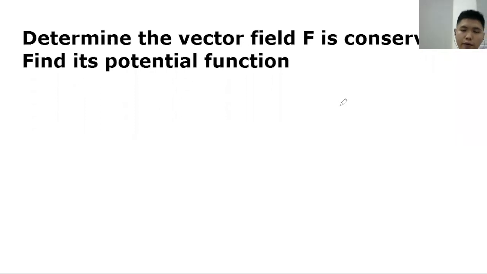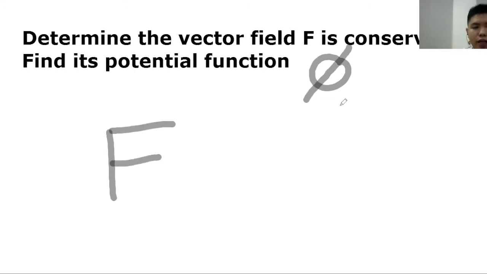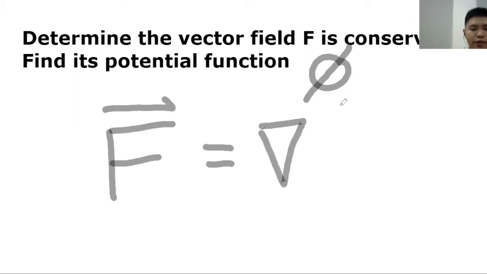Hi, today we talk about how to determine whether a vector field is conservative, and also how to find its potential function. The key takeaway is that if the vector field is conservative, the cross partial derivatives of its components are equal.